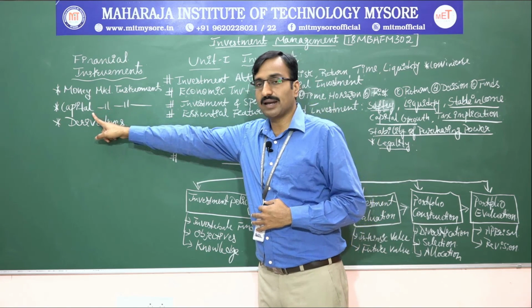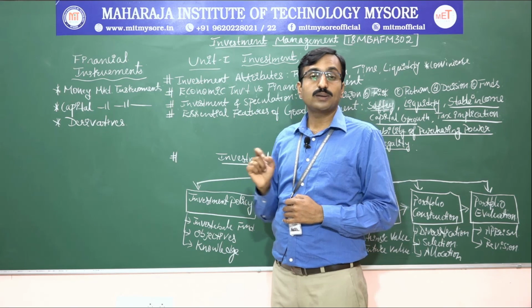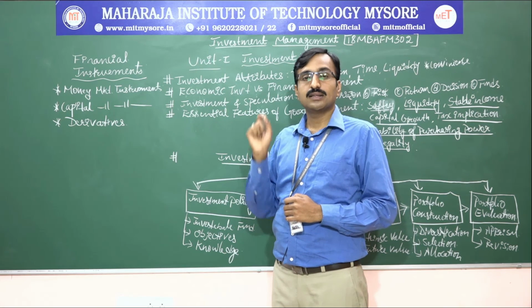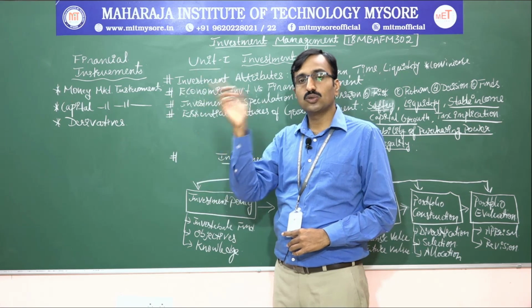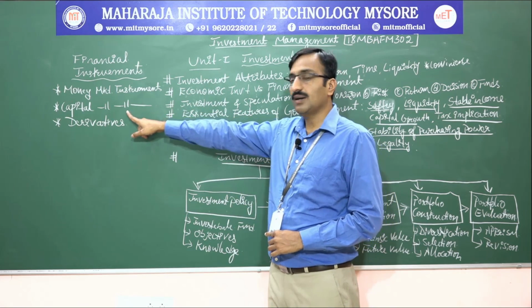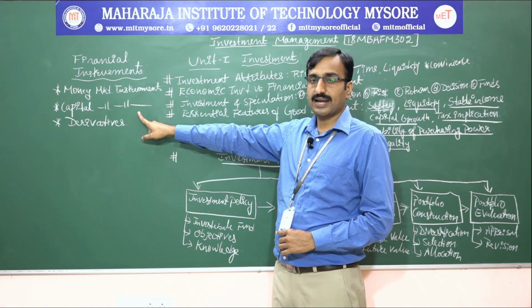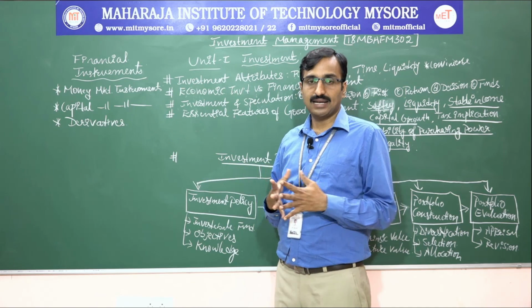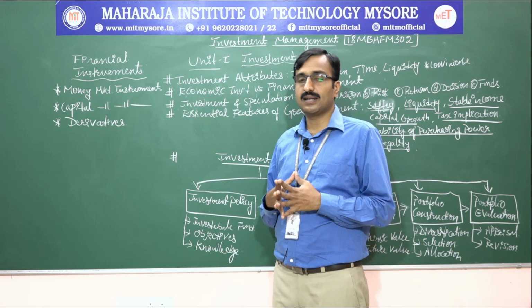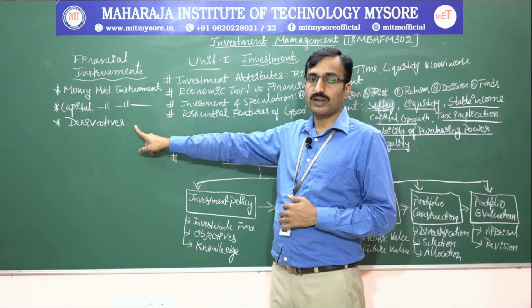Then next one, capital market instrument. Capital market deals with long term funds and borrowing. Wherever the investments and borrowings are more than 1 year, those investments come under capital market. There are so many instruments in the capital market also. Then derivatives means buying and selling of underlying assets. Buying and selling of underlying assets are called as derivatives. Here also we have so many instruments.